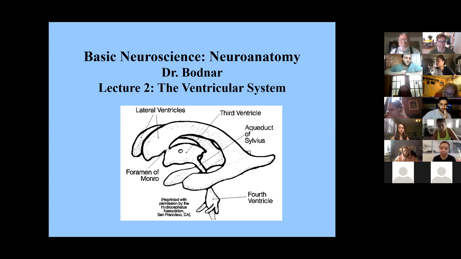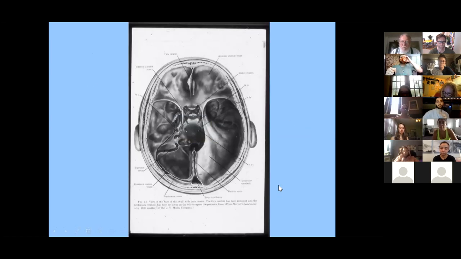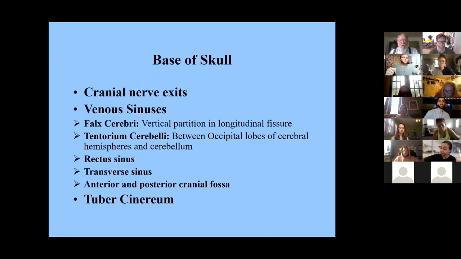So, okay, let me just click this and here we go. Oh, there we go. So here we're basically going to be looking at the base of the skull and the cranial nerve exits and then the venous sinuses, and then the tentorium cerebelli. And we'll be identifying this.